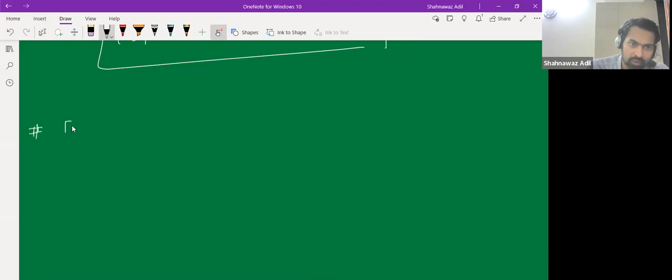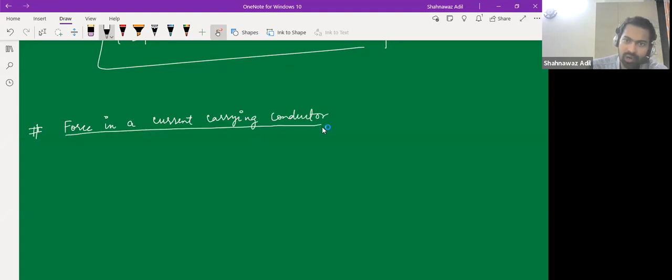So, force in a current carrying conductor, right? So we already know, and there is no electric field. There is no external electric field. We only have a magnetic field, right?